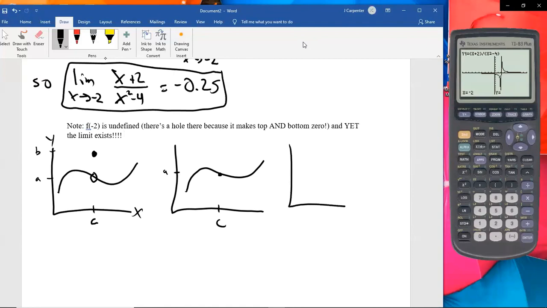And then let's have the same picture here. Have our hole here. Have the function value up here. This will still be our C, our A, and our B. But I also want to put a D over here with the exact same height as A.